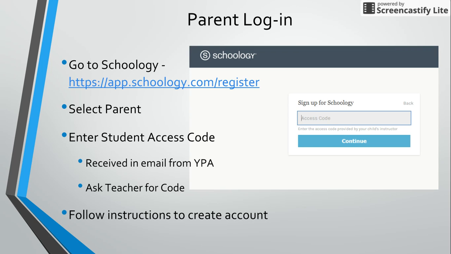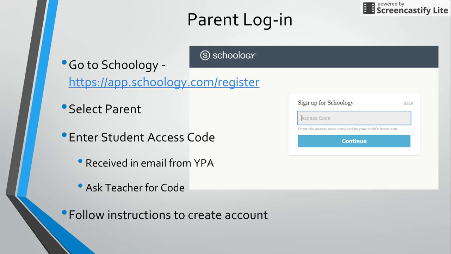The student's account is where you have the interactivity, which we want students to have, but the parent account is really a view-only account. So to get into your parent account, you go to the Schoology website listed here, select parent, and enter your student's access code. You should have received that in an email from YPA, but again, if you need that, you can email any of your student's teachers and they can give you the access code for your student.